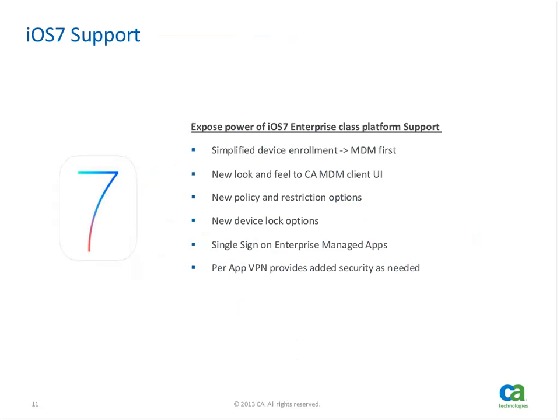In terms of iOS 7, the device enrollment has become a lot simpler. We have upgraded the look and feel of the application to be consistent with the iOS 7 GUI. And we have some new additional policy and restriction options that Apple has exposed as part of iOS 7 support, which we have leveraged. And there are some new device lock options. There are two very important features that we feel are key for iOS 7 adoption within the enterprise that we are integrating with.